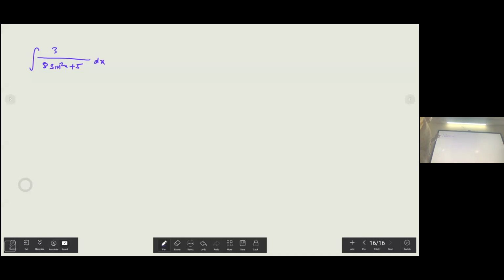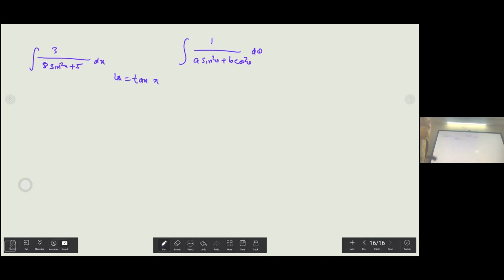So whenever you have a question like this, for example, 3 upon 8 sine square x plus 5, if any question is of the format, basically 1 upon a sine square theta plus b cos square theta, generally try to convert this in terms of tan. And since here they have already given, let u be tan x, it simply means that I have to do some adjustment here in order to get the tan term.